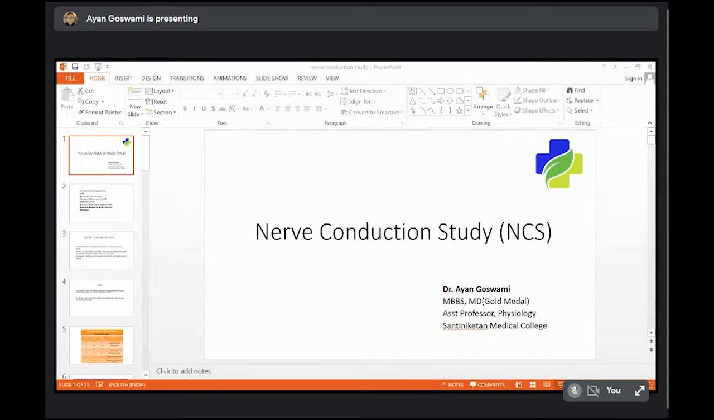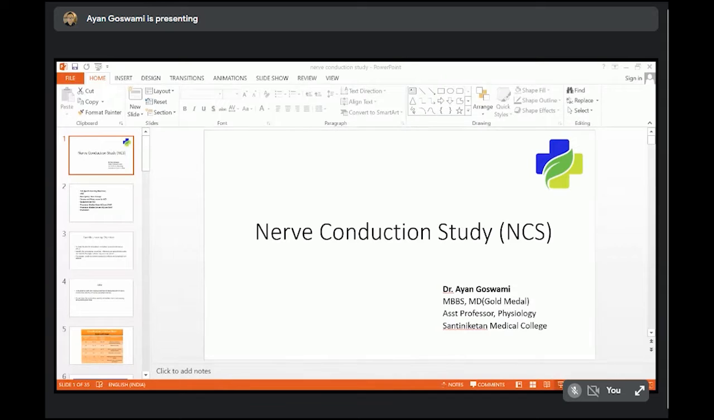Again, I'm repeating that it is a demonstration topic and you don't need to perform nerve conduction study in your examination. It is a time-taking investigation, and its purpose is to diagnose a case of neuropathy. What is neuropathy? Neuro means nerve and pathy means related to some pathology. That means your nerve, be it a sensory nerve or a motor nerve, is somehow damaged.